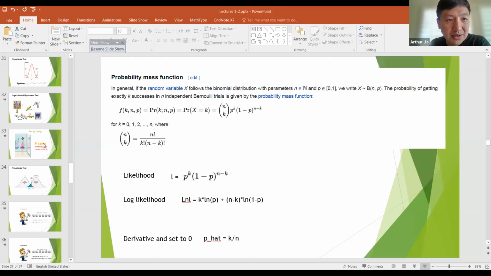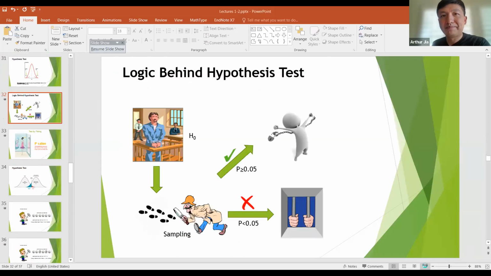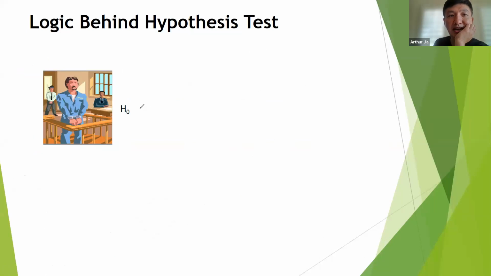Let me try this again. Sorry, there's a technical problem with my screen. All right, so the null hypothesis is innocent. Then, if we want to do a hypothesis test, there must be another competing hypothesis, which means guilty, right?